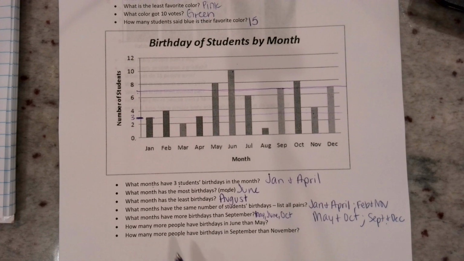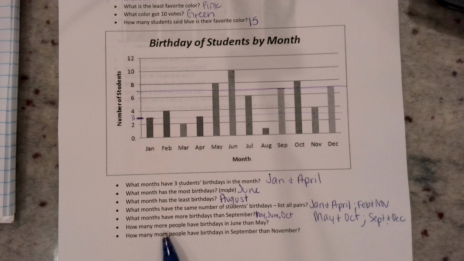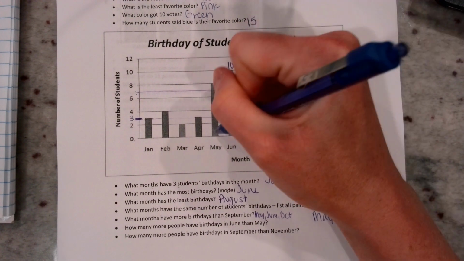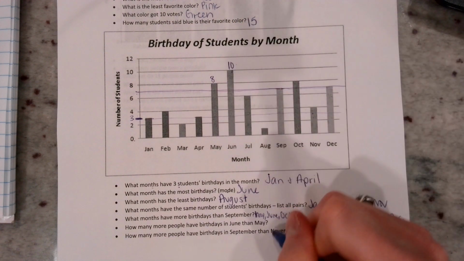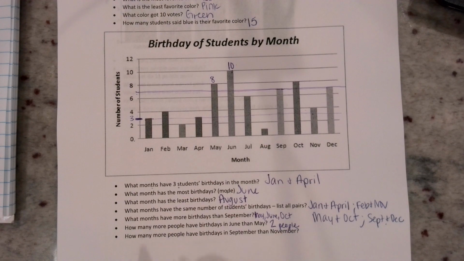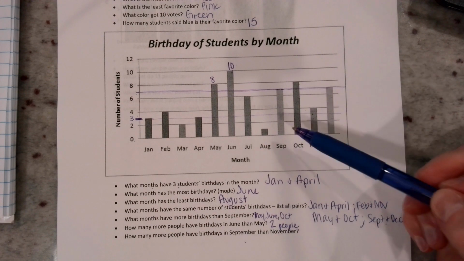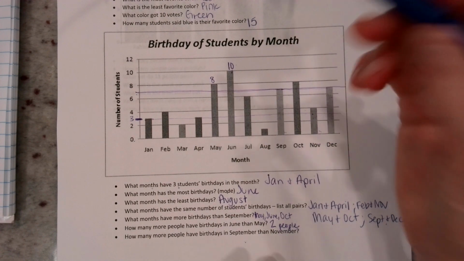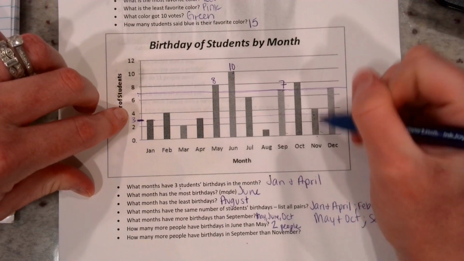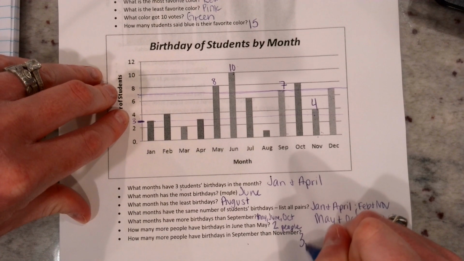How many more people have birthdays in June than May? So again, we're comparing. Lots of these questions are just simply comparing all this data. How many more people have birthdays in June than May? June, there are 10, and May, there are 8. So that difference is 2 people. How many more people have birthdays in September than November? September, in between 6 and 8, so it's at 7. November is at 4, so it's 3 people.